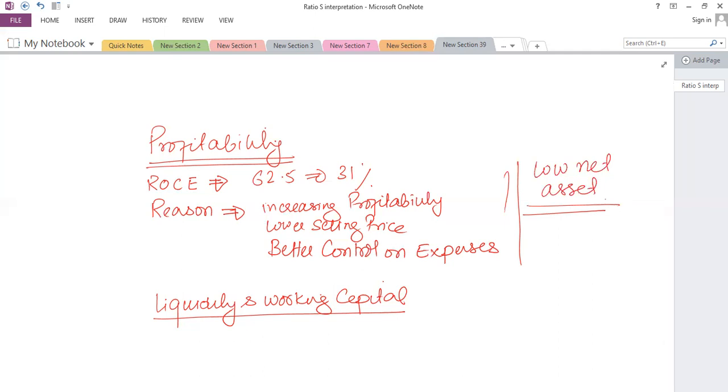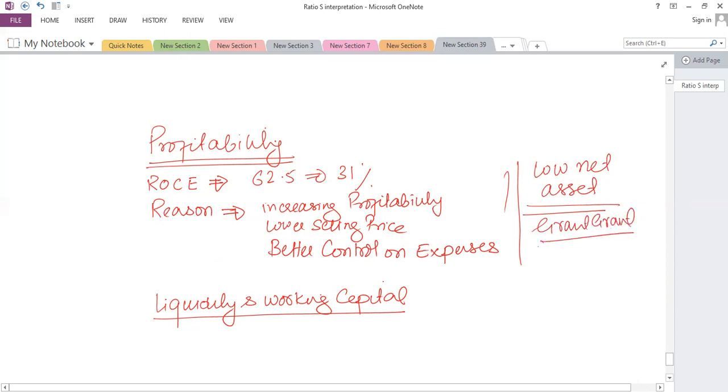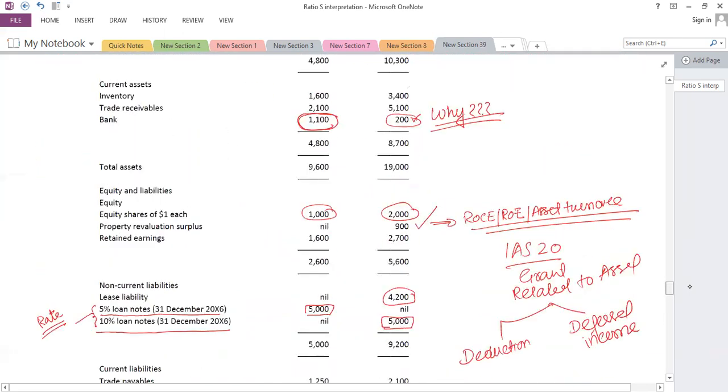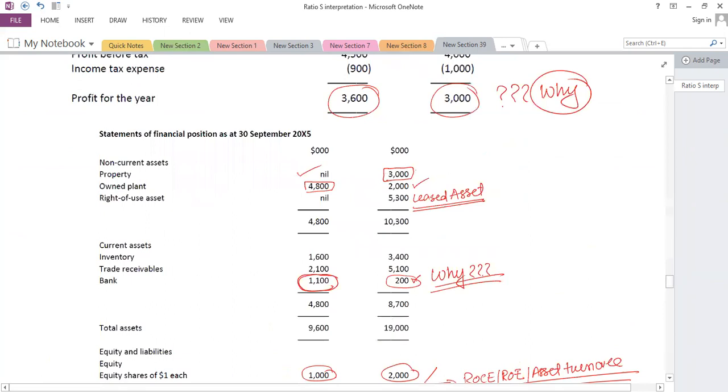So one of the reasons behind good return on capital employed is profitability. Another reason is your capital employed figure. You have to compare this. You have to also write the impact of the government grant that has reduced your property, plant and equipment value. Also, you can see here one of the comparisons is they have property, they have no property. It means that they are using rented property. That's why there is a difference in their property value.